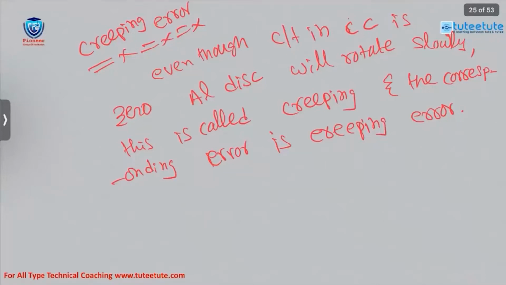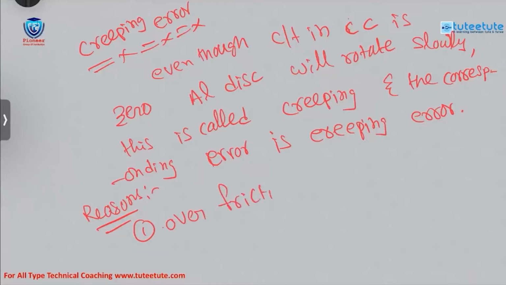These are important. Many questions in our exam are repeated on this concept. Reasons for creeping: what are the different reasons? The first one is over friction compensation. The second one is over voltage condition.